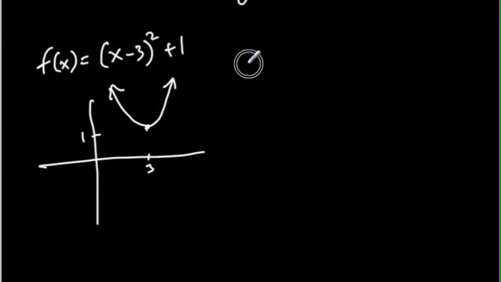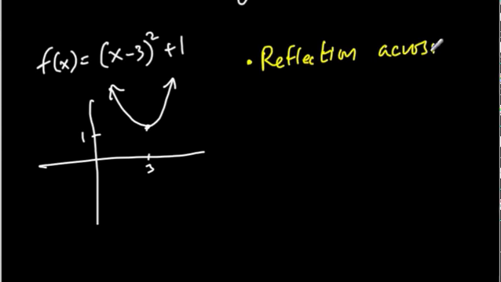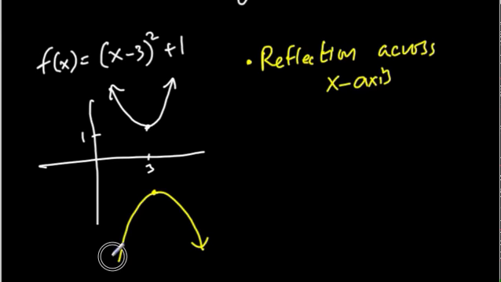So the first step was they said it's a reflection across the x-axis, right? So if there's a reflection across this axis like right here, basically it will look like this. Okay, so this point is still 3, but this point, since it's reflected, becomes -1. That's just a reflection across the x-axis.